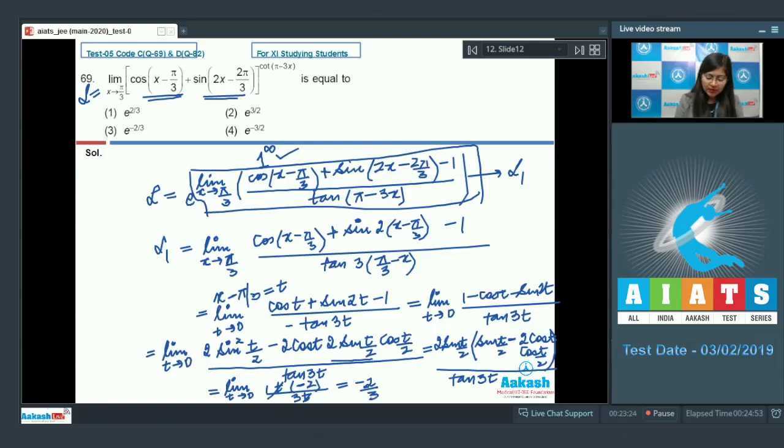Now this is the value of L1, right? So to find the value of L, it will be equal to e raised to the power L1, that is minus 2 by 3, right? So the correct answer is option number 3.